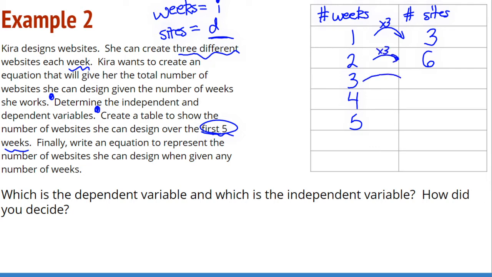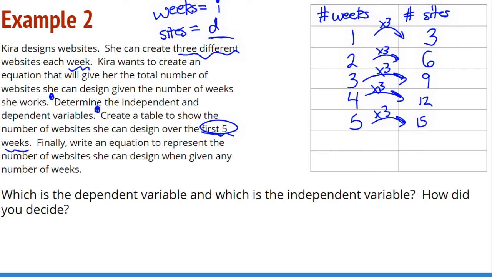If she does 3, she's got 9. If she does 4, she's at 12. And if she does 5, she's designed 15 sites. Now the last thing I'm supposed to do is write an equation to represent the number of websites she can design when given any number of weeks. So we're going to write an equation using variables.